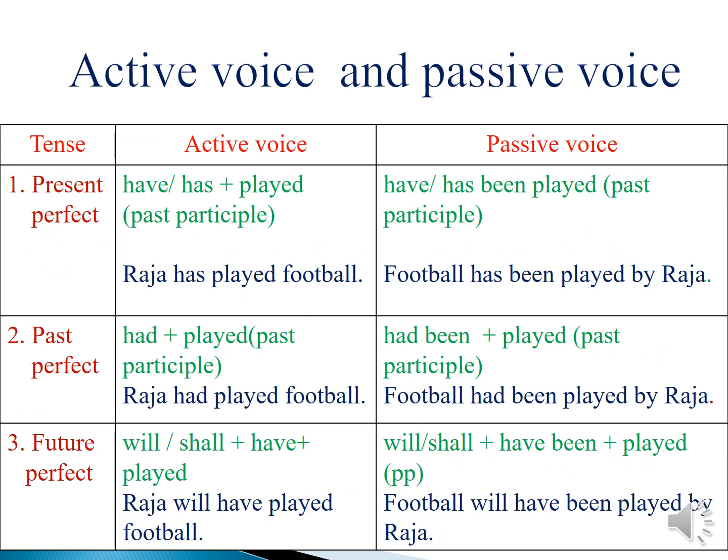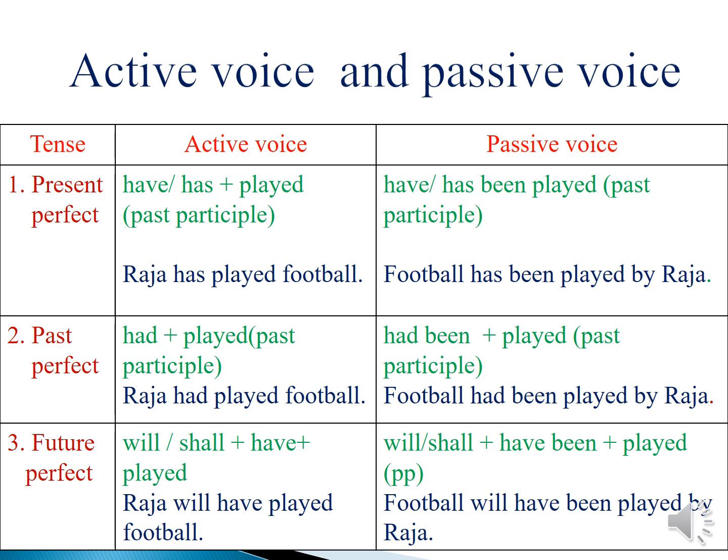Perfect tenses. Present perfect, past perfect, future perfect. Present perfect will have have or has plus past participle. Passive voice: have, has been, past participle. Raja has played football. Football has been played by Raja. Raja had played football. Football had been played by Raja. Raja will have played football. Football will have been played by Raja.